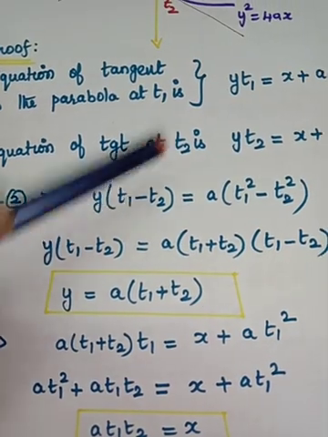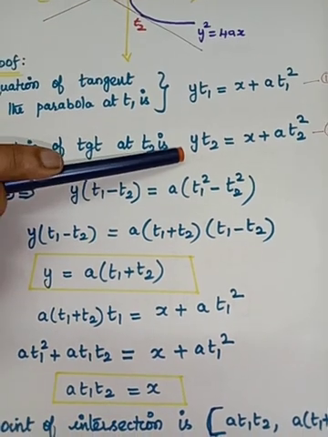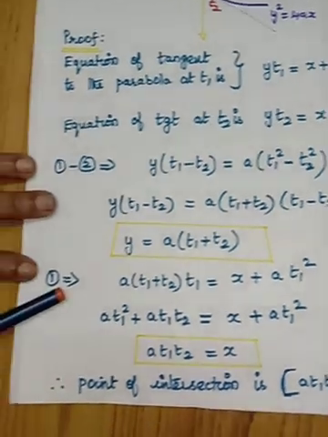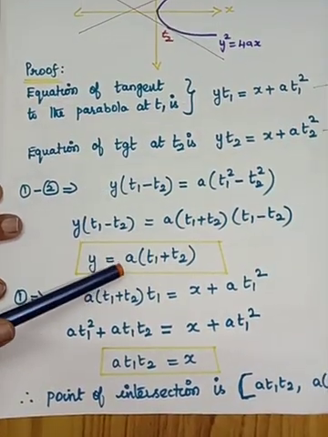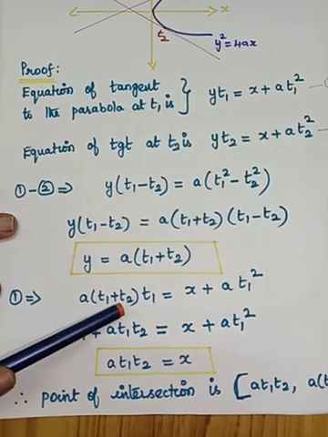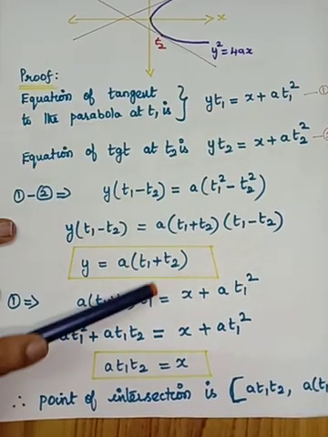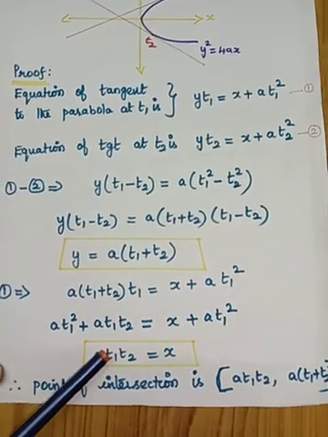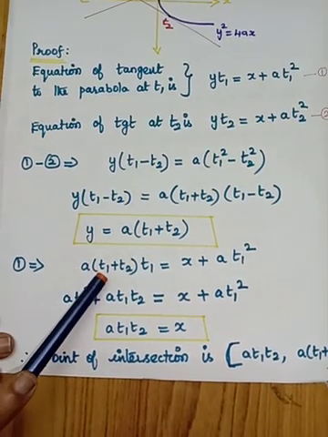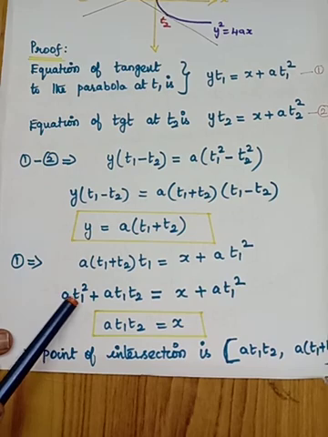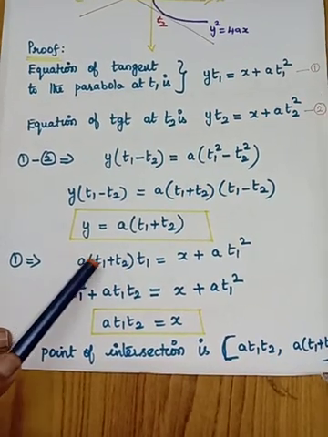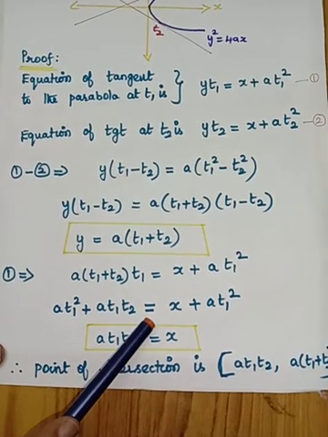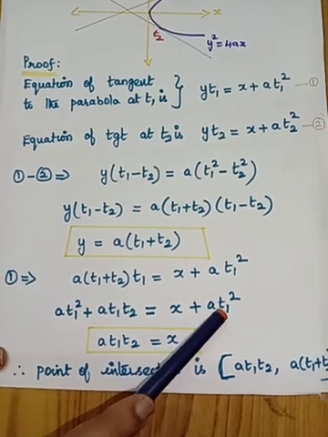So this y has to be substituted in any one of the two equations. We have substituted in the first equation. Consider the first equation: in the place of y you have to write a into (t1 plus t2), into t1, that is equal to x plus a t1 squared. So a t1 into t1 is a t1 squared plus a t2 t1, which is written as a t1 t2, equal to x plus a t1 squared.